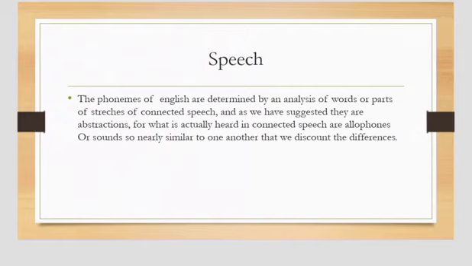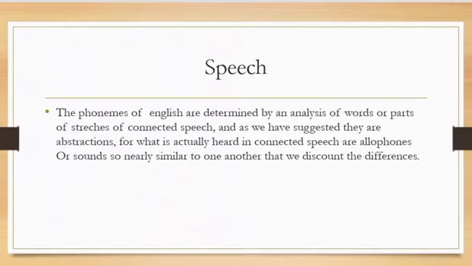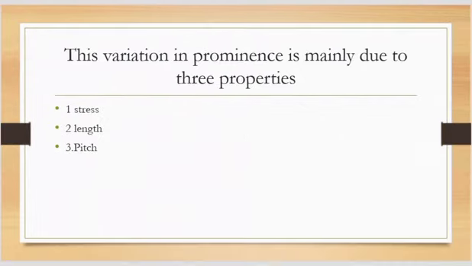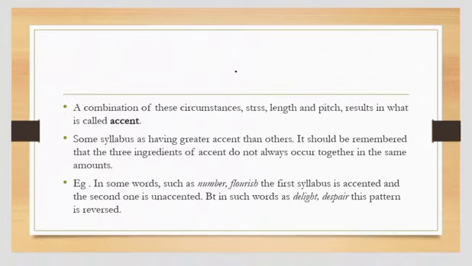And as we have suggested, they are abstractions for what is actually heard in connected speech. All allophones are sounds so nearly similar to one another that we discount the differences. The variation in prominence is mainly due to three properties of syllables which can be heard in connected speech: stress, length, and pitch. Stress. In the utterances of sounds in English, there occurs what is called stress.